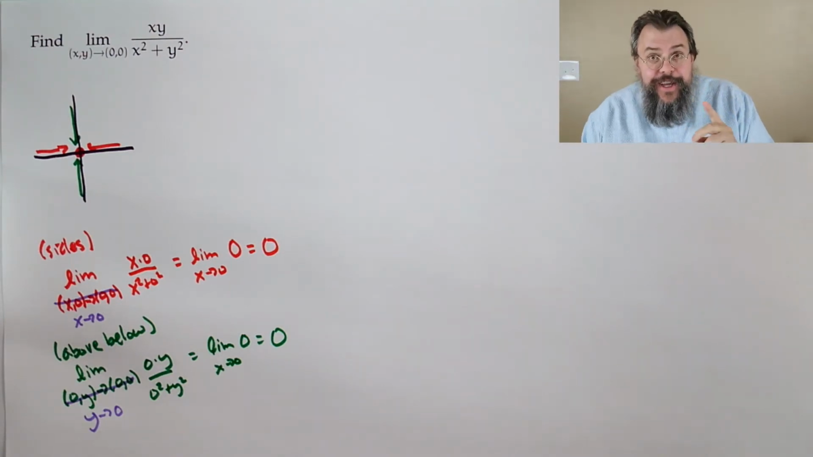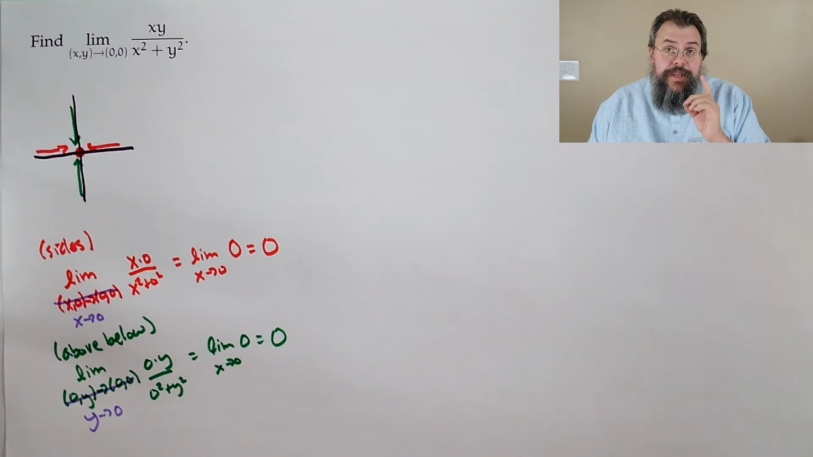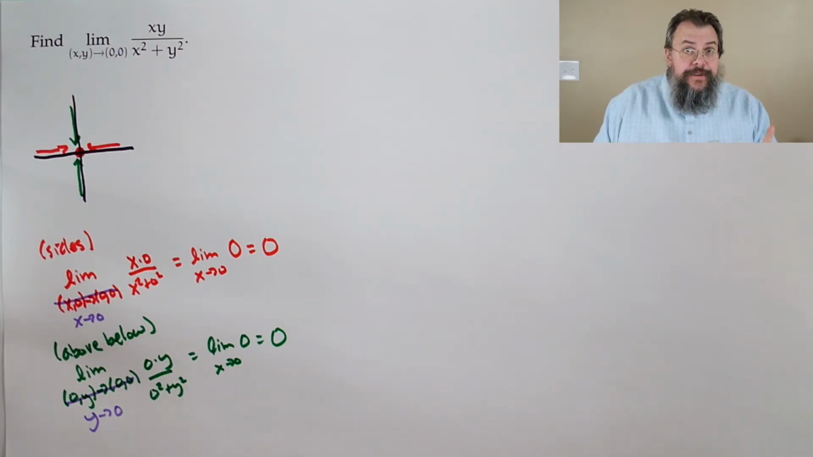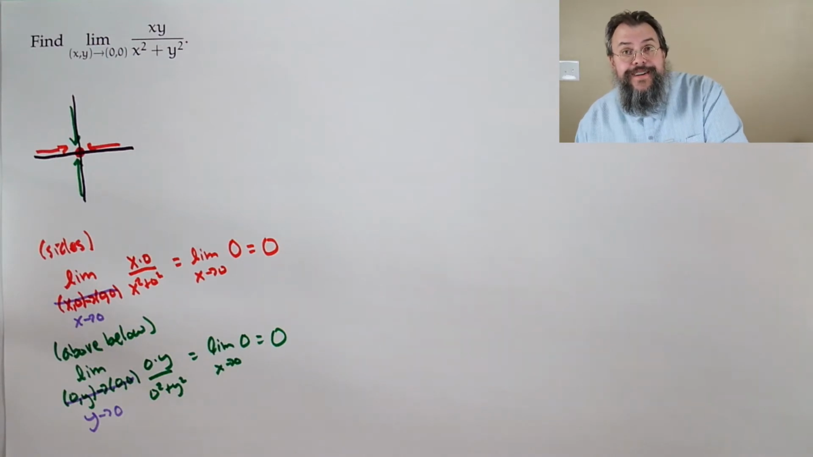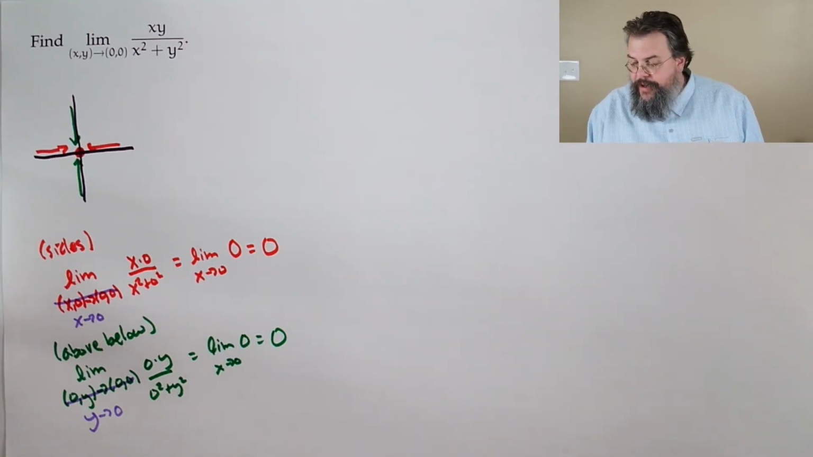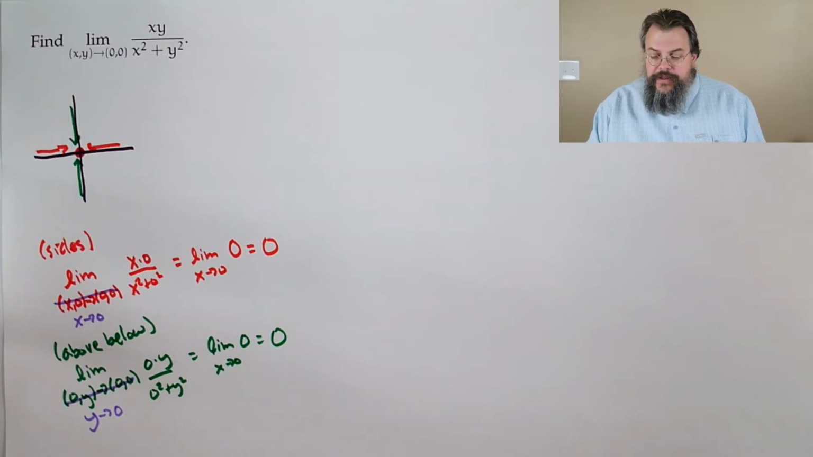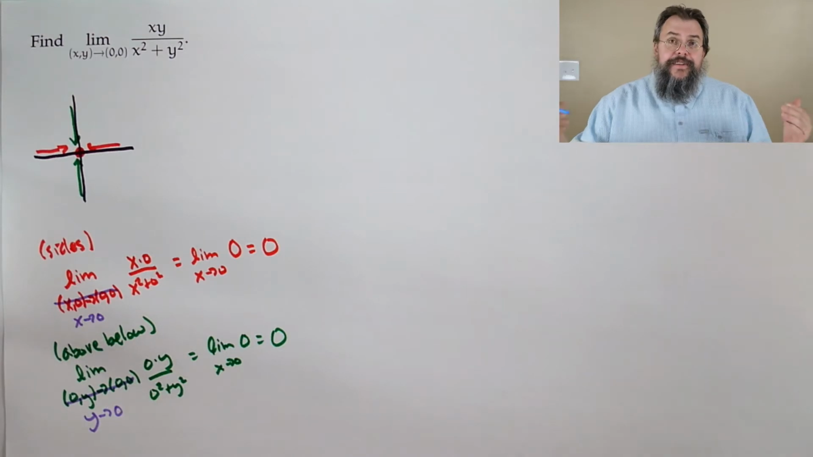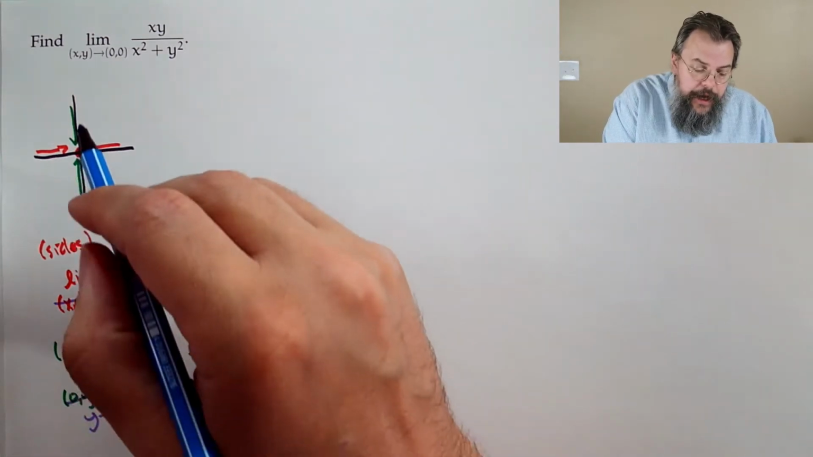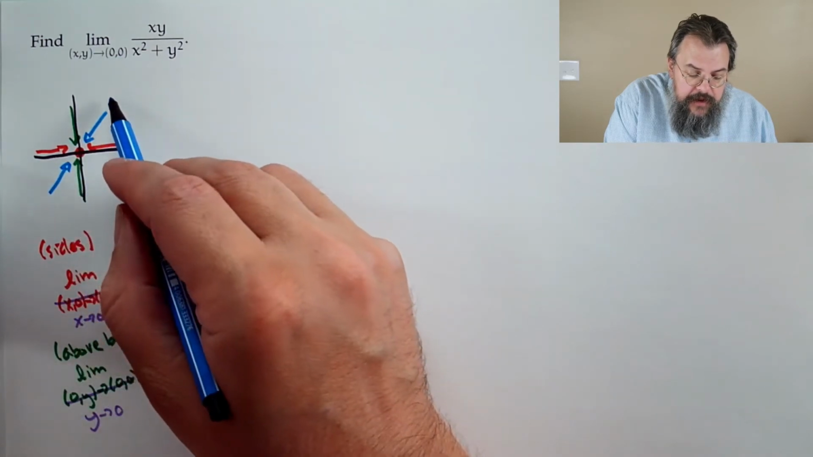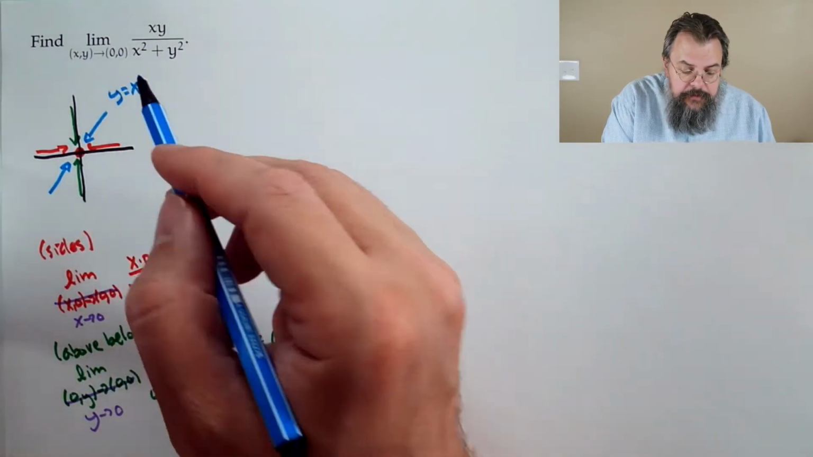What we can say definitively at this point is if there is a limit, it must be 0. But it still might be that there is no limit. Okay, so let's try at least one more direction. Well, let's come in at a nice line. How about we come in along the line y equals x? Now, how do we do this?